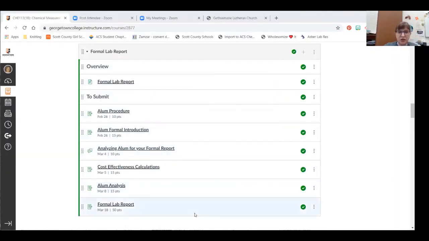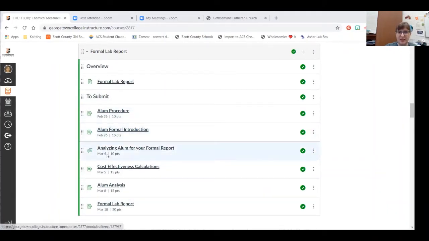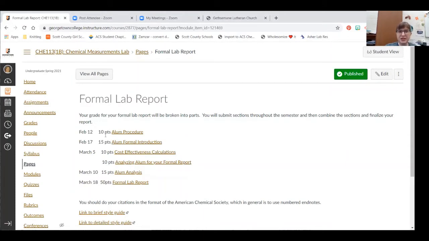All right, so what I want to do at this point is share my screen and look at what you have on Canvas. There is a module on the home page for the formal lab report, and there's a list of the different things that you'll be turning in. You've turned in the first two, and I've looked over those, and then this third one, analyzing alum for your formal report, is the discussion. I'd like you to look at that in the next couple of days, and the cost effectiveness calculations. Now I've added some things to the formal lab report page, so I'm going to go there first. This has updated dates for March 5th and beyond.